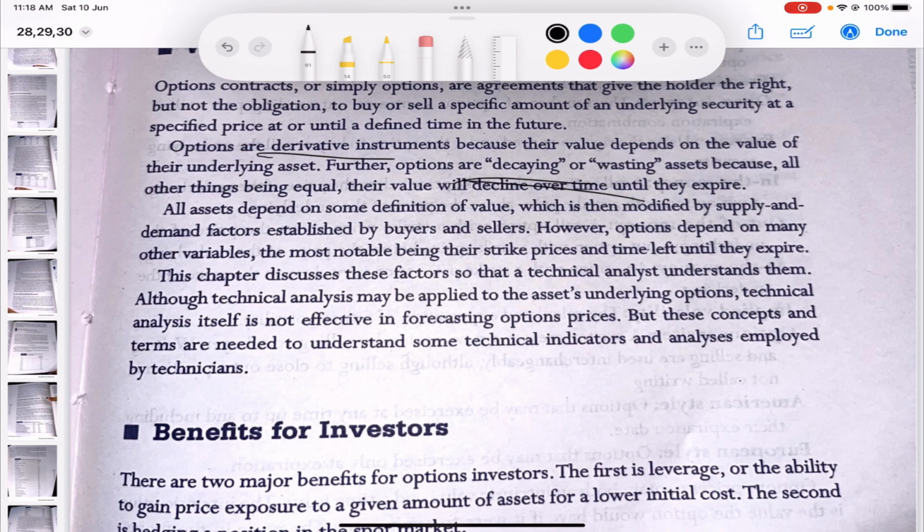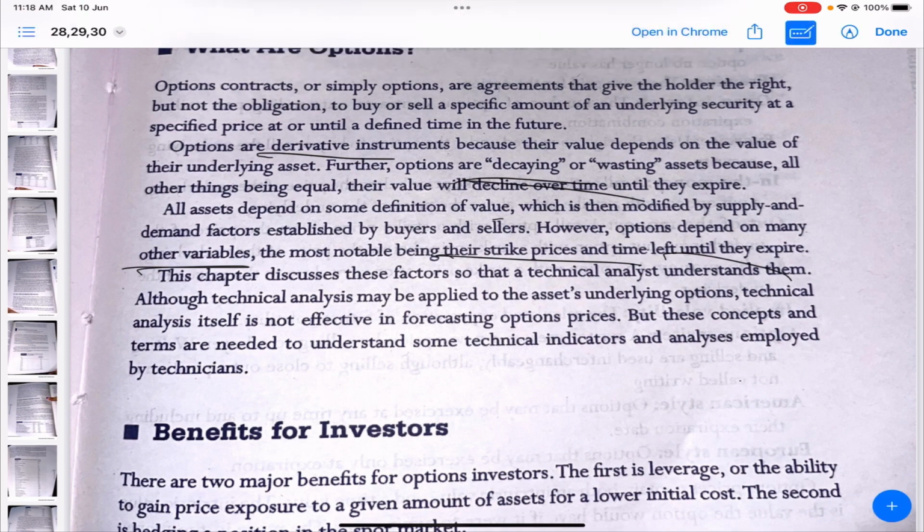All assets depend on some definition of value, which is then modified by supply and demand, right? However, options depend on many variables, the most notable ones being the strike price and the time left. This chapter basically discusses these factors.